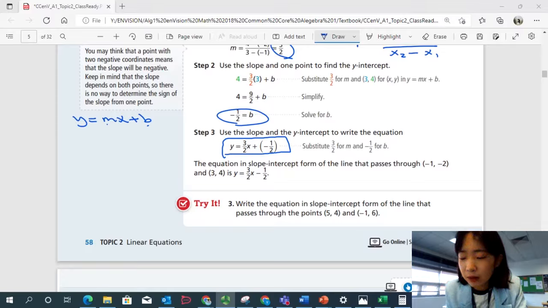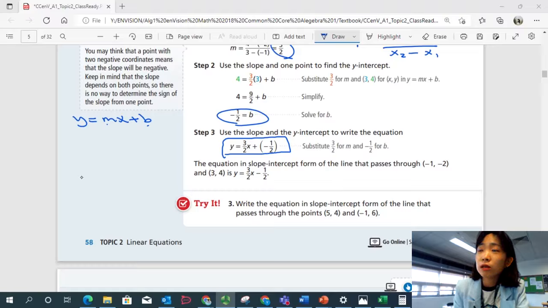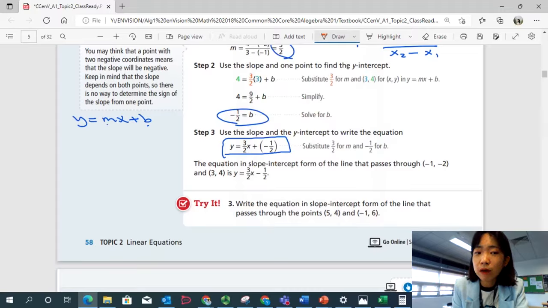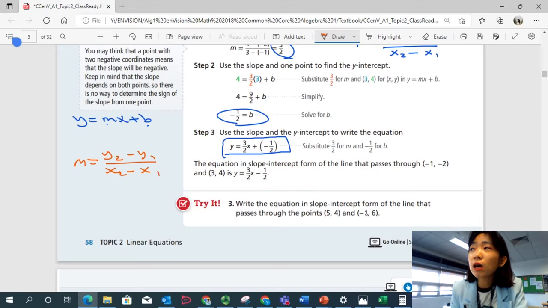Okay, are you ready? Let's check the answers. So using the 2 points, you're going to use the slope equation and figure out the slope first. That's your first step. Otherwise, if you don't have slope, you can't figure out the y-intercept. Your slope equation should be y sub 2 minus y sub 1 over x sub 2 minus x sub 1. So whatever your points are, you can choose which point would be the first or the second. Let's just go by the order.